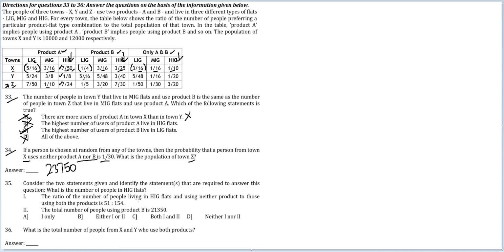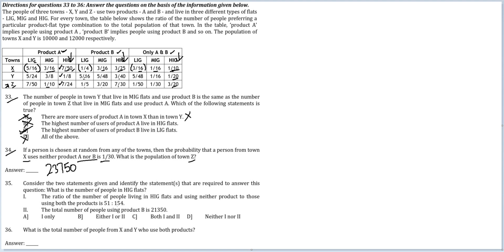Okay, so let's look at the statements. The ratio of the number of people living in HIG flats and using neither product to those using both the products is 154. Right now, I know how many people are using both the products in HIG from X, from Y, but I don't know from Z because the population of Z is unknown. So data 1 by itself is not sufficient. Let's look at data 2.